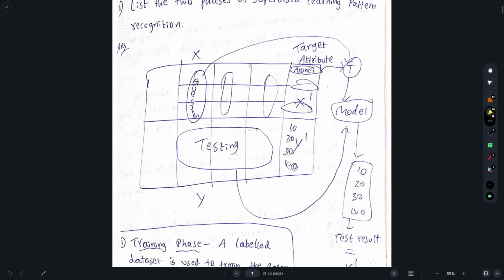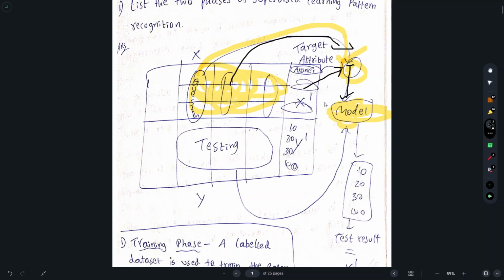So what is the training phase? This will be a model, and this will be your training set. I mean, this will be the input and this will be the expected output. We give both to the model, so the input is given and the output is also given, and with the help of both, the model should be learned.